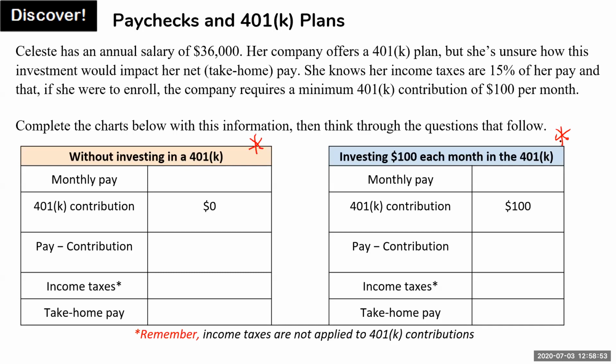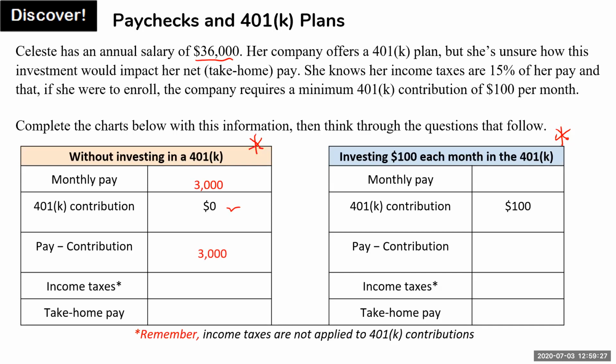Now, let's look at her monthly pay. So this is her annual salary, how much she makes in a year. So to find her monthly income, we have to divide 36,000 by what? By 12. So she gets 3,000 every month. Is that okay? So because she is not investing in a 401k plan, on this table right here, we are saying that $0 goes into 401k. Now we have to do pay minus contribution. So 3,000 minus 0, so everything goes to her, right?